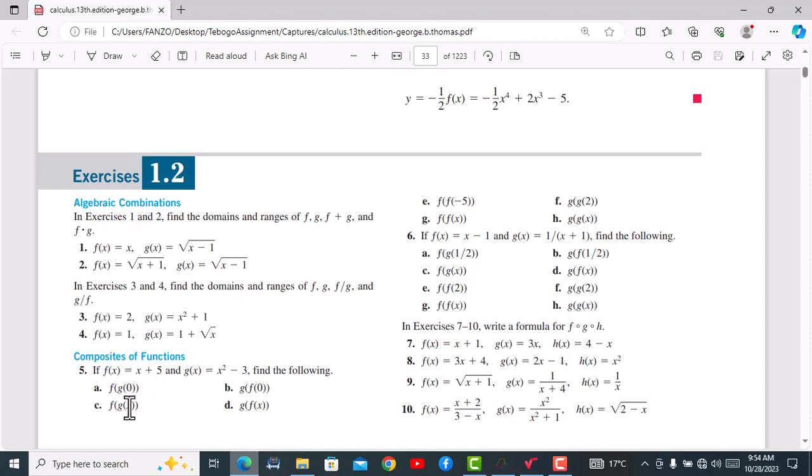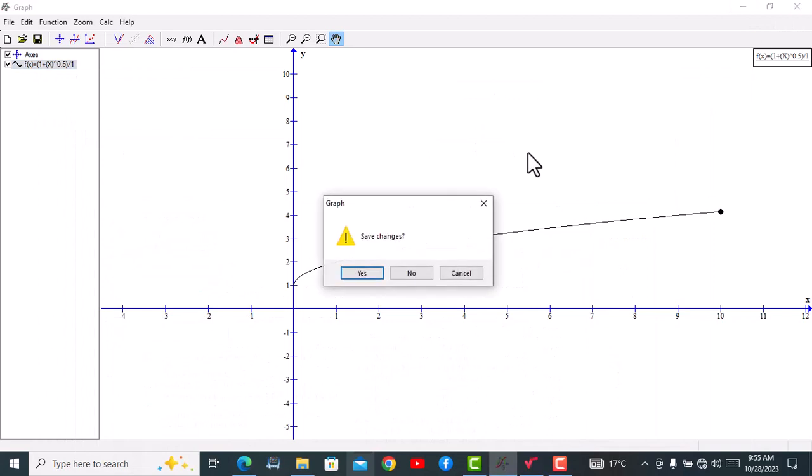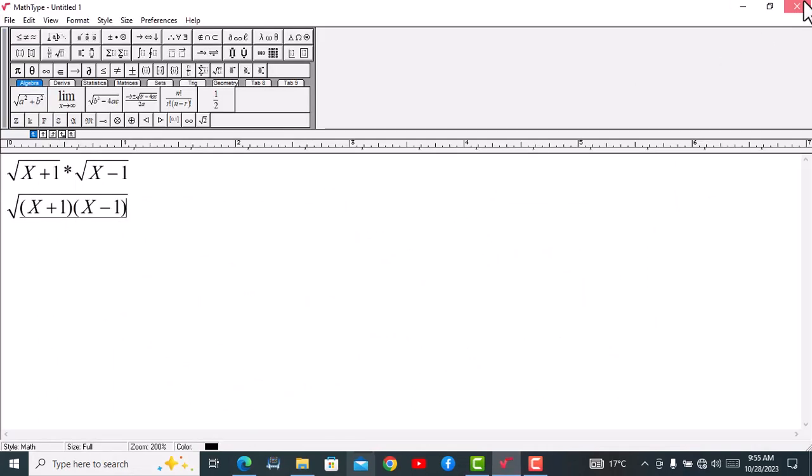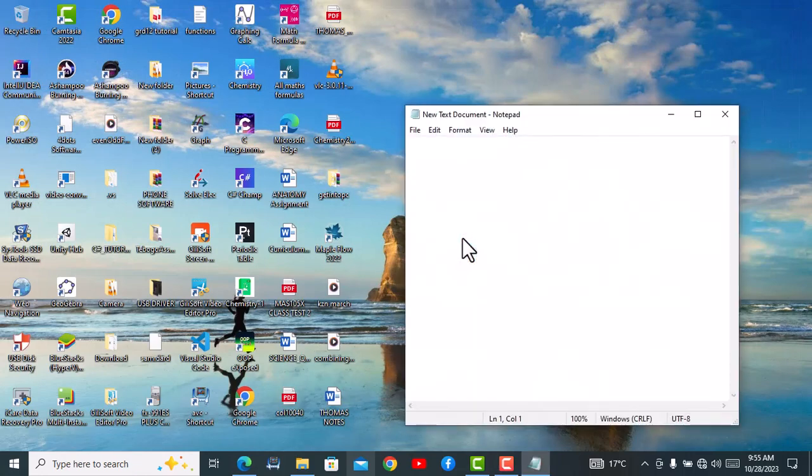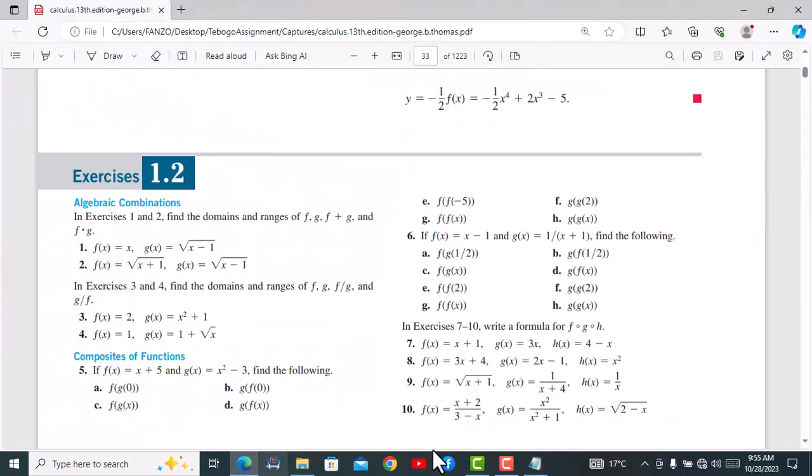Now we go to number 5. Composites of functions. If f at x equals x plus 5 and g at x equals x squared minus 3, find the following: f at g at 0. Now I'm going to approach this in 2 ways. Now the first way, I'm going to use a notepad. Don't save, and let's go here.